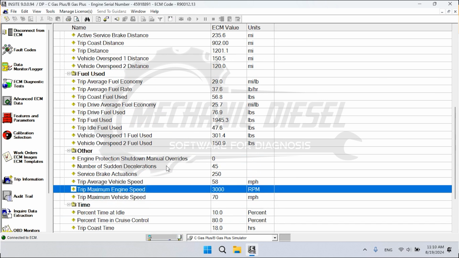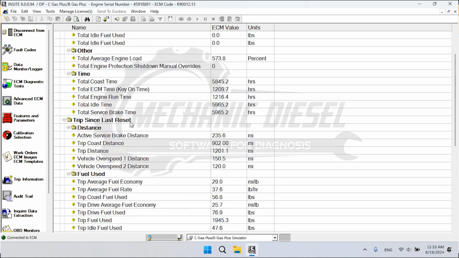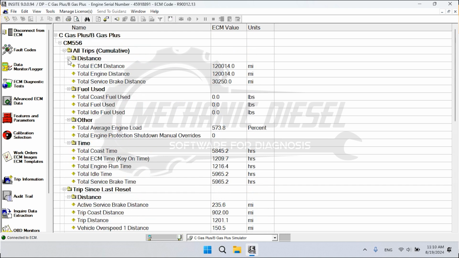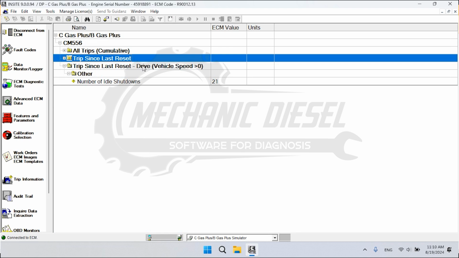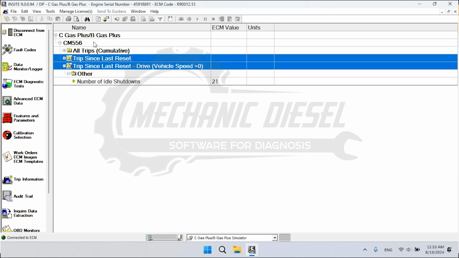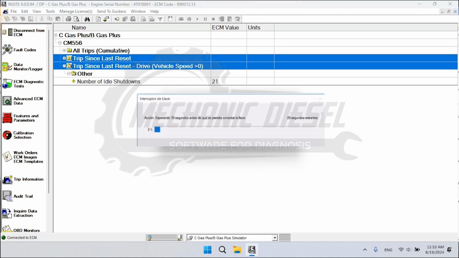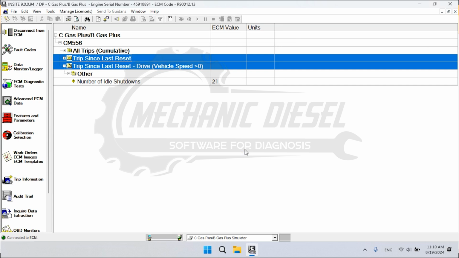Following the travel information, once we repair, we will restore the values, but we cannot restore the entire accumulated data. We will only reset the trip resets. So to restore this, we will click where it says Reset, or right-click and select Reset Travel Information. By doing this, we are setting the values back to 0 from the last trip.